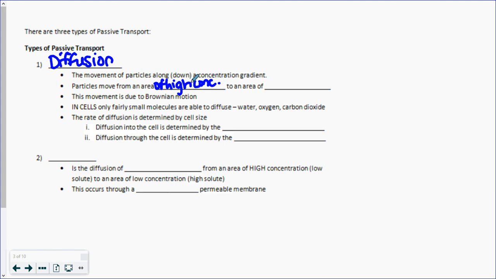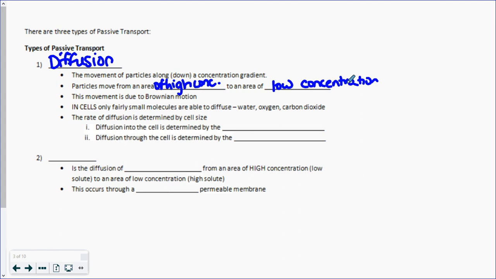I can't write it all there, of high concentration to an area of low concentration. And again, this movement is due to Brownian motion, so those particles vibrating against each other and eventually bouncing off. So in cells, only fairly small molecules are able to diffuse. So things like water, oxygen, carbon dioxide.